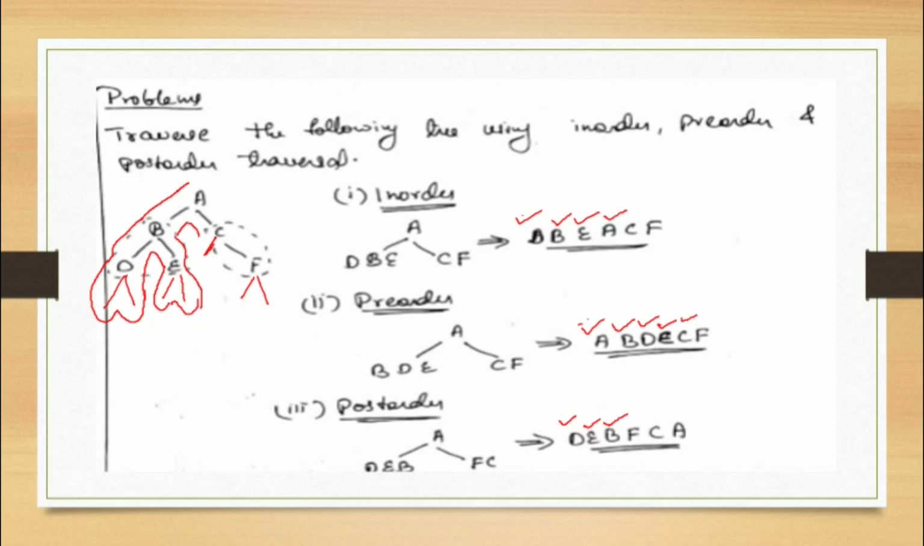Then I come back here, I visit C for the second time. So when I visit C for the second time, I have to put it in the in order. Then I come back here, I go down and I visit F for the first time. So when I visit F for the first time, I put it in the pre-order.